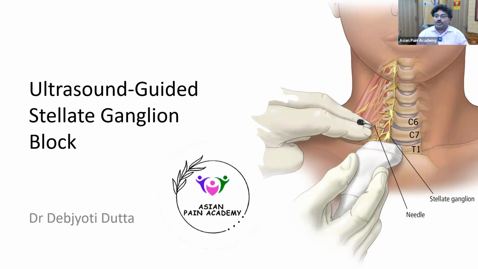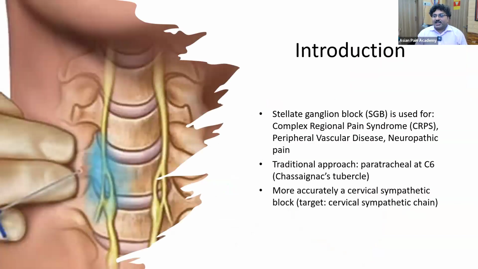So it's become a big introduction. So let's start with the presentation. Stellate ganglion block is used for complex regional pain syndrome, sometimes for peripheral vascular disease, Raynaud's disease, or sometimes neuropathic pain, maybe sympathetically mediated pain or sympathetically maintained pain.